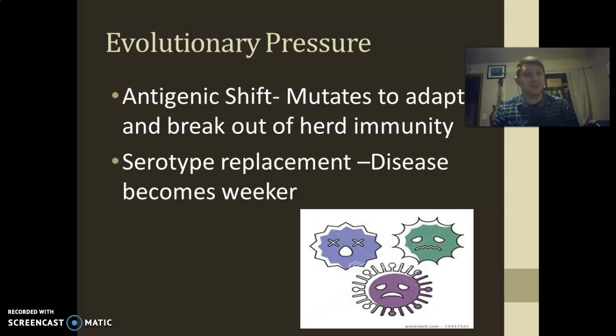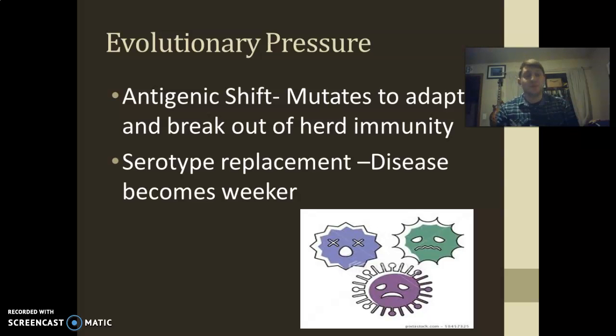This is kind of the negative side of what can happen, and it's that the virus mutates to adapt, and it'll break out of herd immunity. So it'll change its construction, so you're no longer protected within the herd immunity system. The virus will mutate, like the flu does a lot with several different strains, and then, even though you've had it before, you're no longer safe from this next version of it that comes out. The other type of evolutionary pressure is serotype replacement.